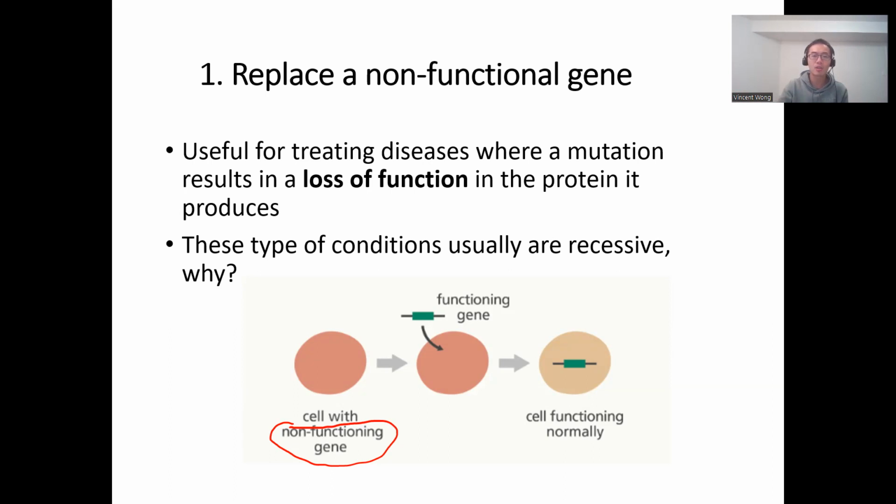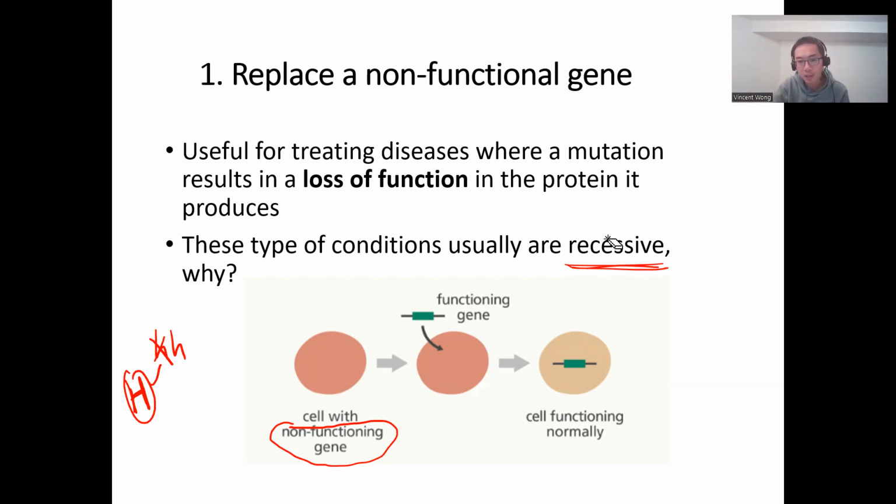But these types of conditions usually have to be recessive. Right? So for example, if you're little h, little h, this gives you the sickle cell anemia. I can provide a functional copy, capital H, and then it will override the non-functioning copy, and now you will be okay.